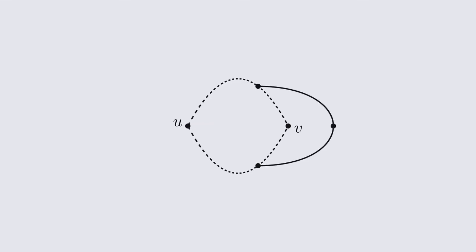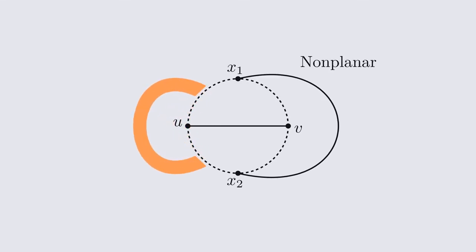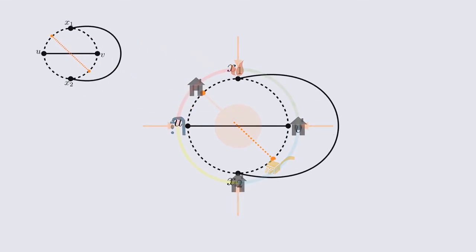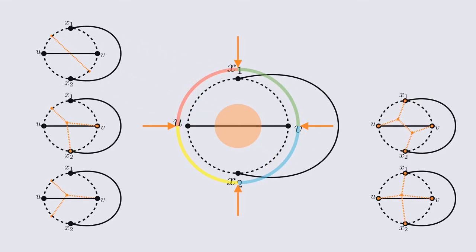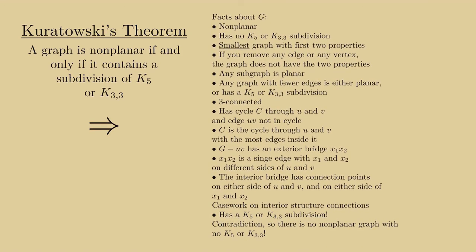We then investigated how the graph must connect within and outside of the cycle using our knowledge that G is 3 connected and minimal nonplanar. We then used casework to show that any valid configuration must either have a hidden K5 or K33, which was our contradiction. So we have now proved Kuratowski's theorem. We've shown that a graph is planar if and only if it contains no K5 or K33 subdivision, which is a very powerful, useful, and not so obvious fact.